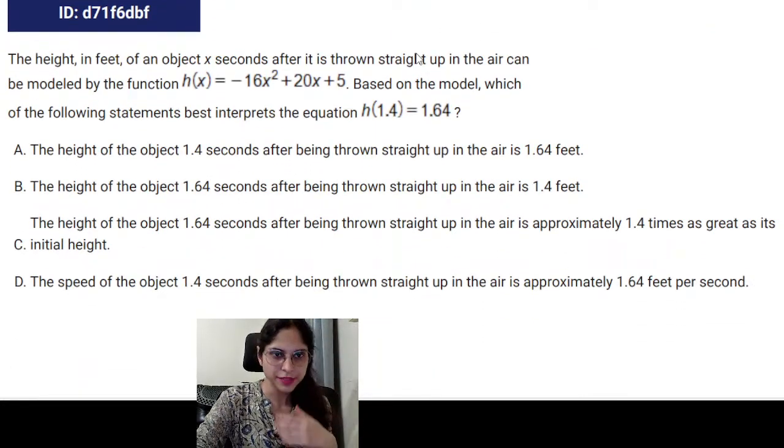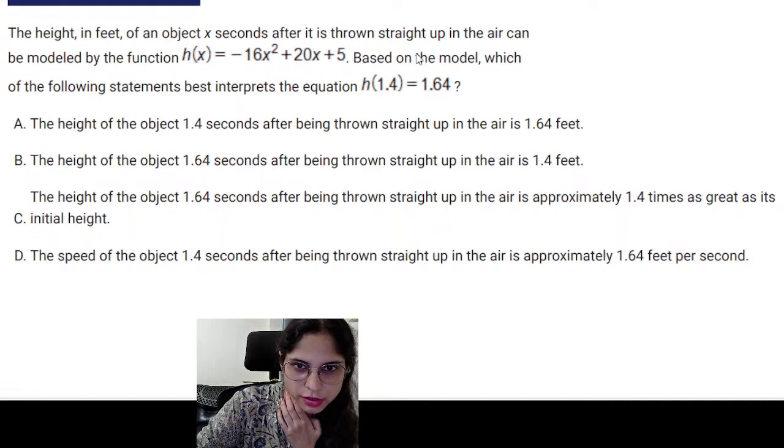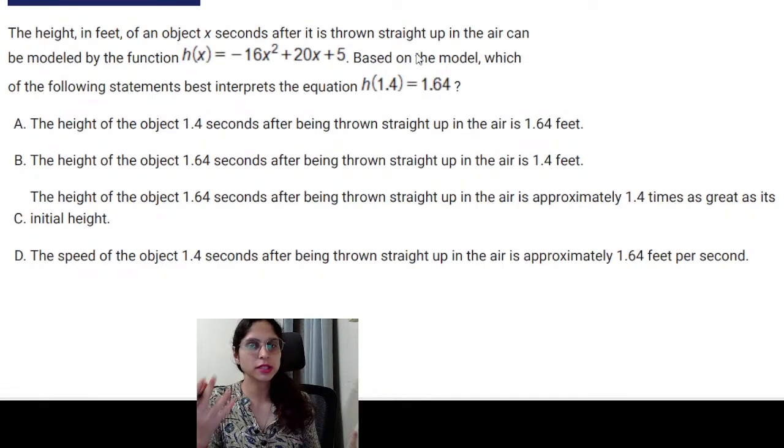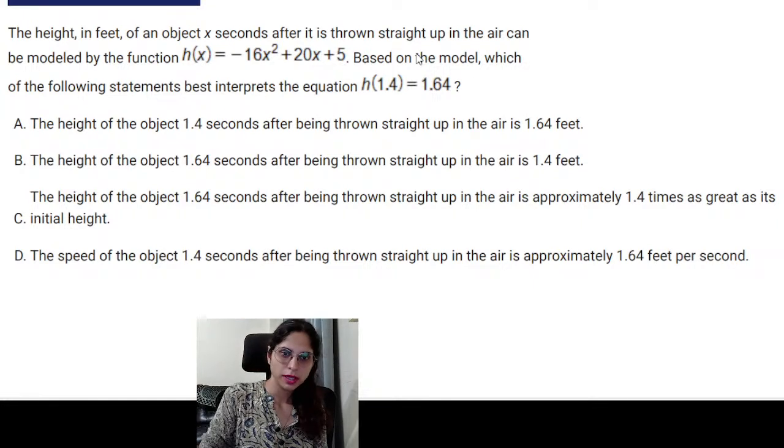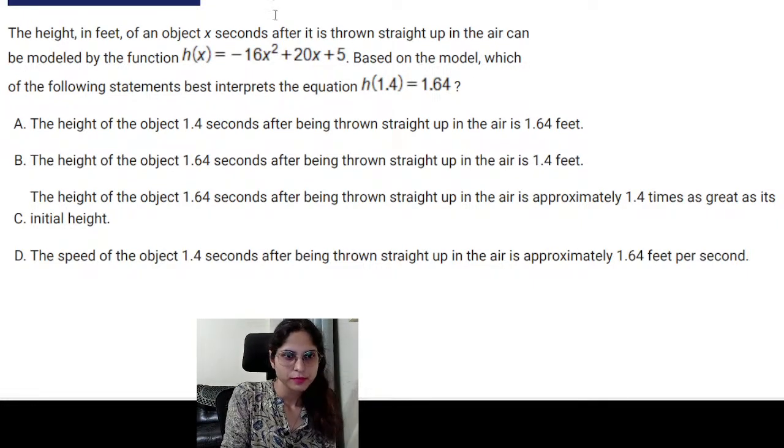The height in feet of an object x seconds after it is thrown. Like I told you, there is the area of the rectangle problem, then there is this height problem. Okay, when you throw, it comes down. So height is in feet, x seconds after it is thrown straight up in the air, can be modeled. So y is your feet, x is your seconds. Which of the following statements best interprets the equation?